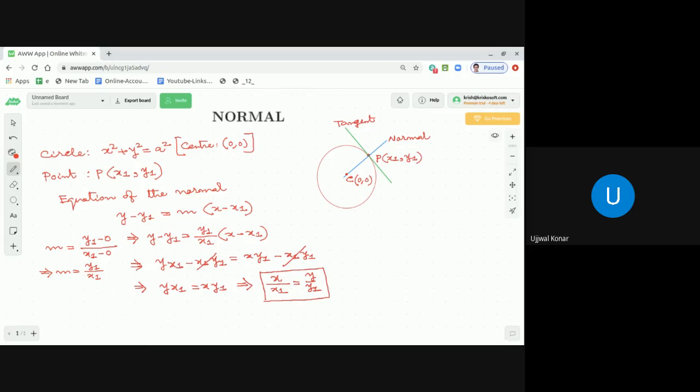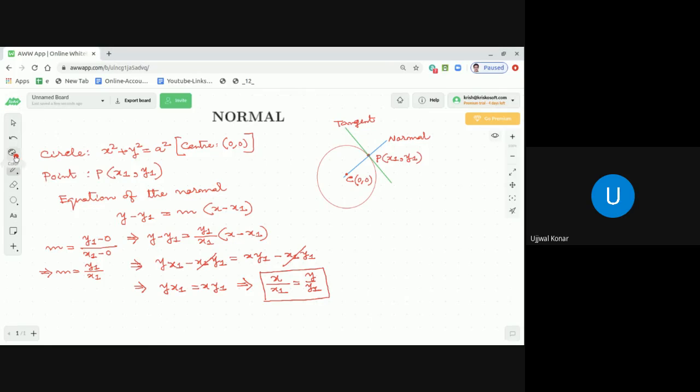But as I said a few minutes back, dear students, if you are aware of the equation of the tangent to the circle x square plus y square equal to a square at the point x1, y1, in fact you are aware of it. If you recall the equation of that tangent to the circle at the point x1, y1, let me write the equation of the tangent.